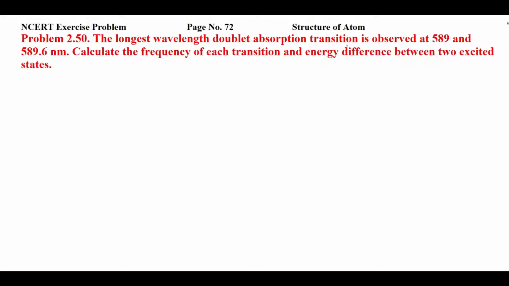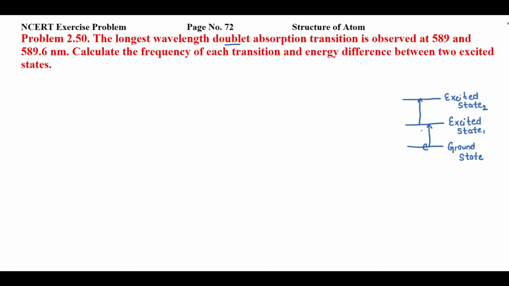In this question, doublet absorption transition means if I am considering an electron in the ground state, so this is ground state, right? And we are having electron over here, right? So this electron excites and goes to the first excited state, right? And from this first excited state, again this electron gains energy and goes to the second excited state. Now these two excitations of this electron is known as doublet.